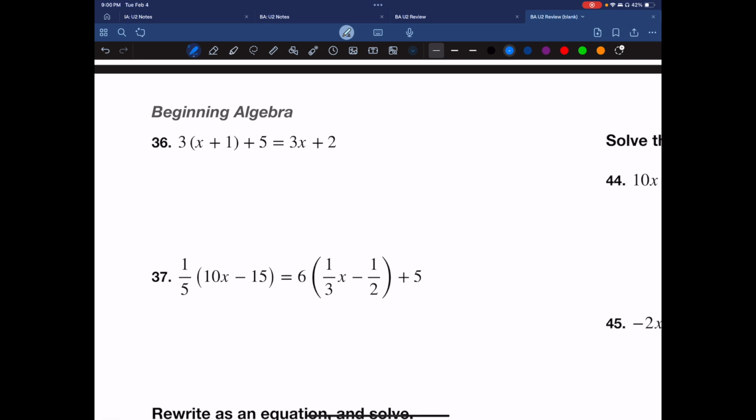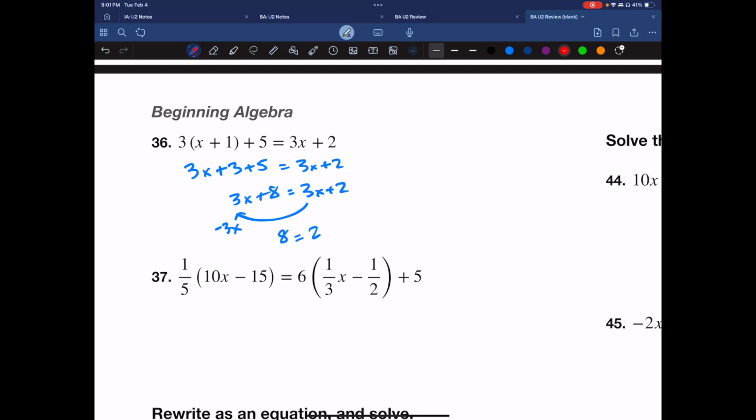Okay. Page 3 is the last page. So we're on the last page here. Let's take a look at number 36. All right, so we got 3x plus 3 plus 5 equals 3x plus 2. Clean this up. You got 3x plus 8 equals 3x plus 2. Now, you should be able to see it already. I have 3x and 3x, which is not going to change anything. But the plus 8 and the plus 2, those are my differences. Because they're different, as soon as I move this, that means it's going to equal 8 equals 2.